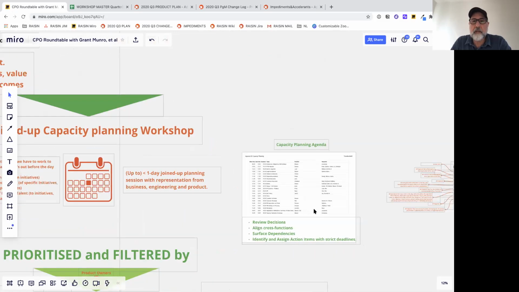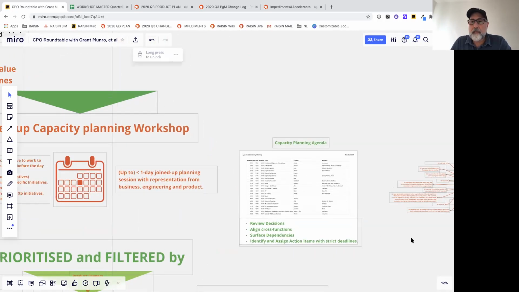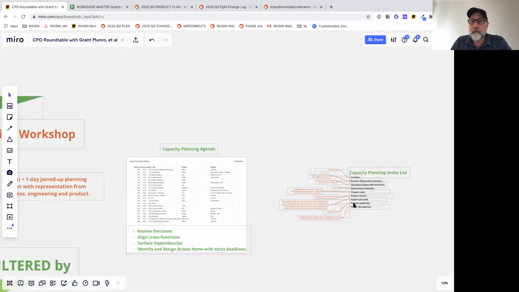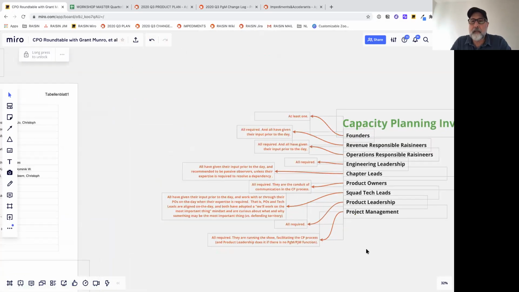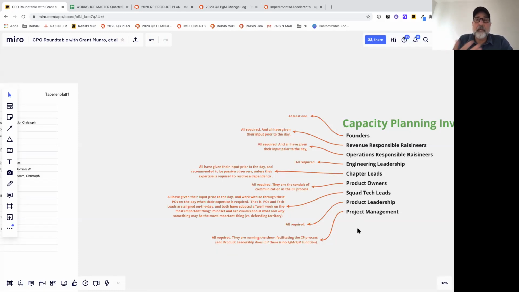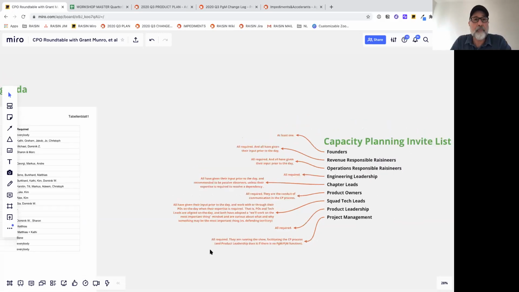And there is an agenda that we go through on that day very quickly. And these are the people that are invited that day. Most of them are required. They need to be there. They can complain, but they can't complain after they've actually participated in the workshop and they can actually see everything.